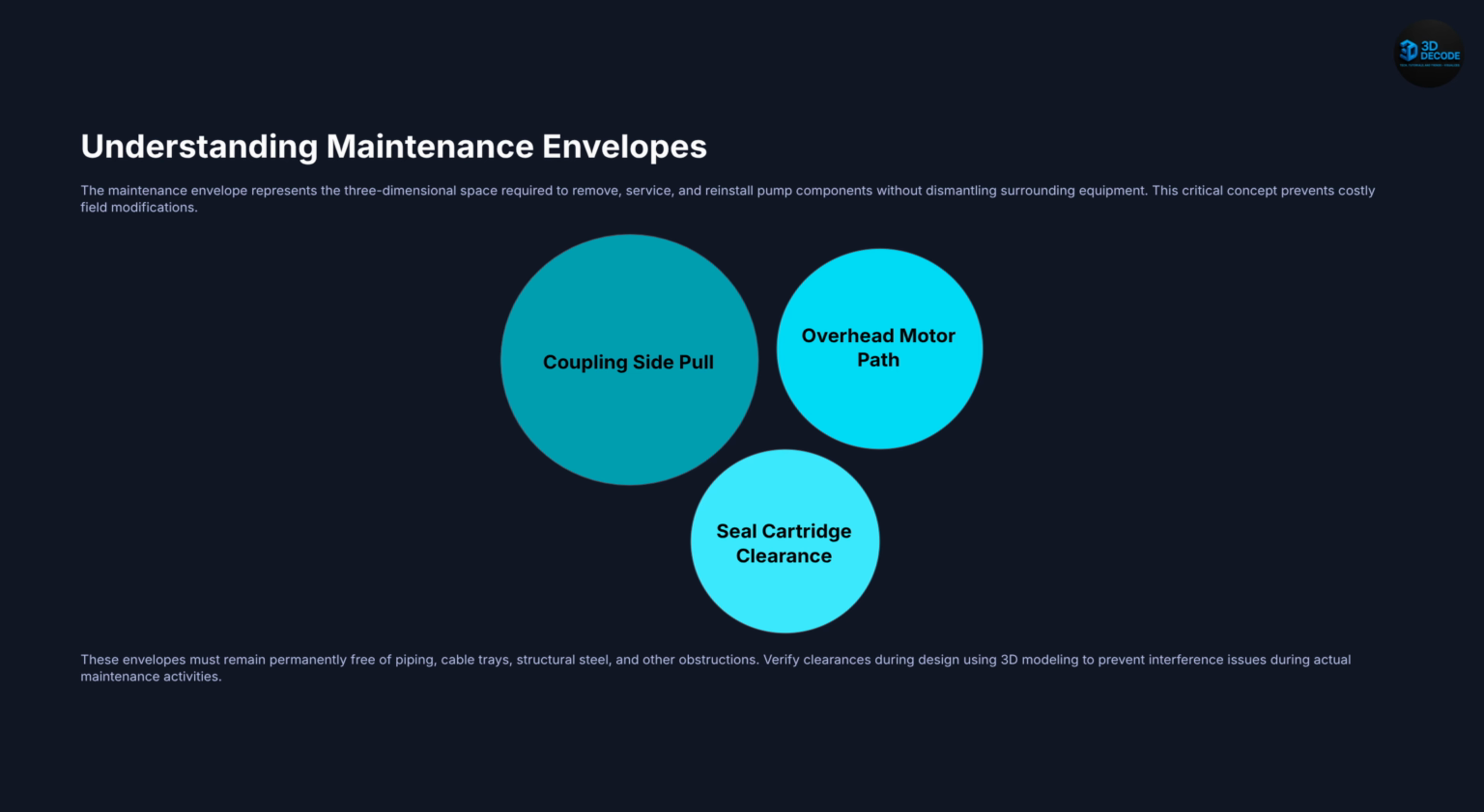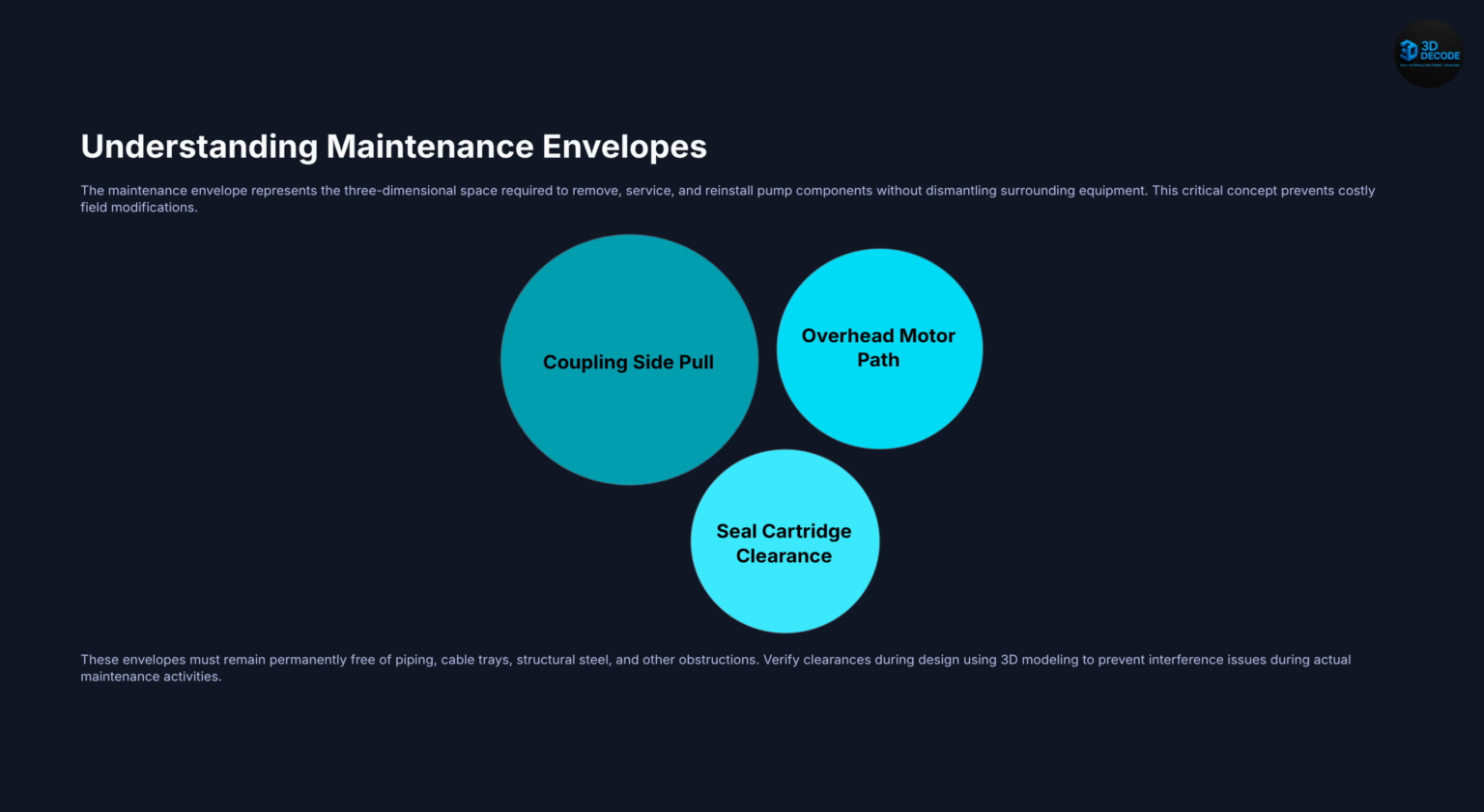And this is where many layouts fail badly. For example, the pump may physically fit inside the skid, but there may not be enough room to pull out the rotor, or enough space to remove the motor vertically. That means the equipment becomes trapped inside its own layout, which is an engineering disaster.